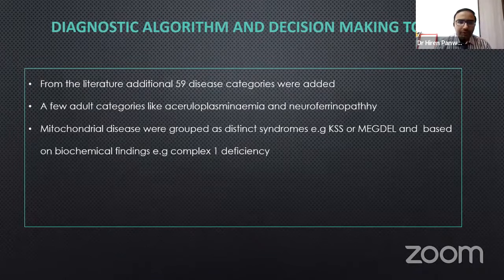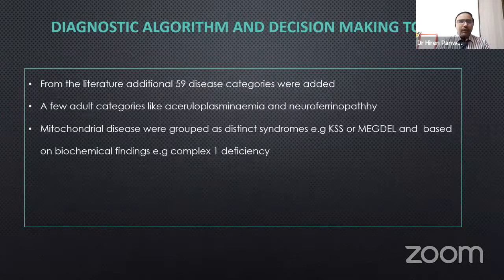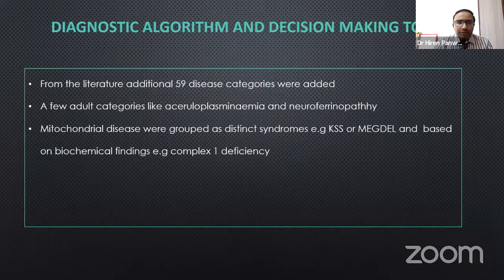So this was the discussion about the different clusters and their disease conditions. They had these conditions, but with further review of the literature, they also added a few more diseases in categories based again on the signal changes and their differences. They also included certain adult categories because they can predominantly involve the basal ganglia and can show susceptibility on SWI, like aceruloplasminemia. And mitochondrial disease, they have grouped as a distinct syndrome, that we saw as Kearns-Sayre syndrome or MELAS, or they have separated it amongst the complex deficiencies in this article.